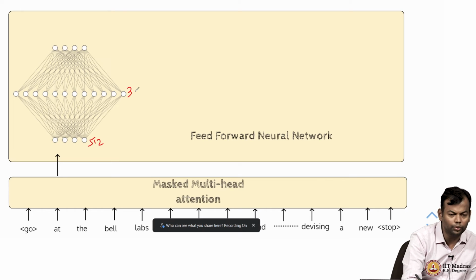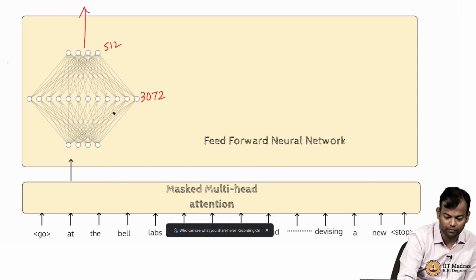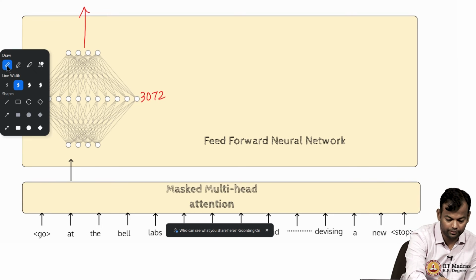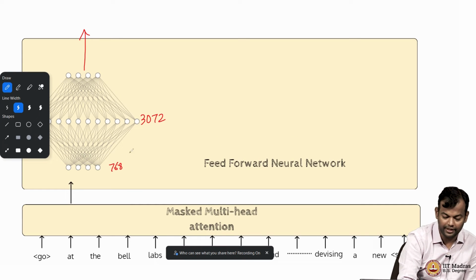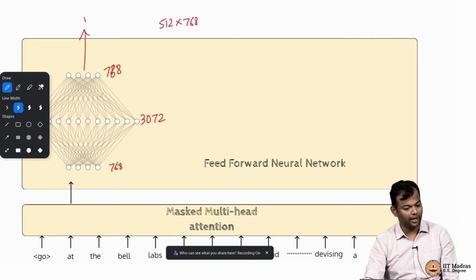The input to the feed forward neural network is 768 dimensional. It maps it to 3072, and then again maps it back to 768, so that your final output coming out is again 768. This is for one of the tokens. The same process gets repeated for all the 512 tokens. So, you have a 512 cross 768 output. Is that okay? Right?